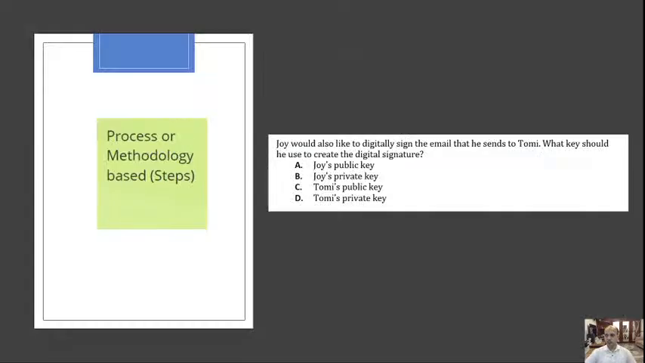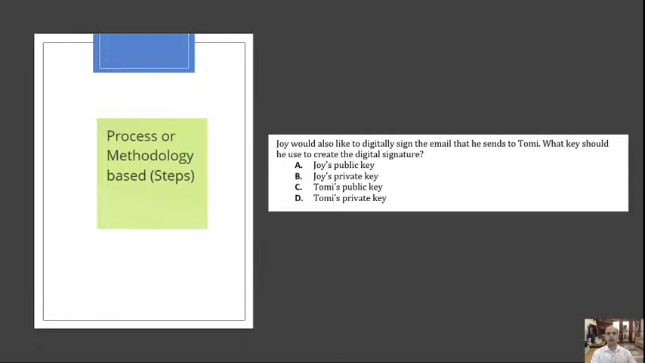So I'm taking one example here, a question based on steps or methodology. Joey would also like to digitally sign the email that he sends to Tommy. So person A wants to digitally sign an email when sending it to person B, right? What key will he use to digitally sign that particular document?